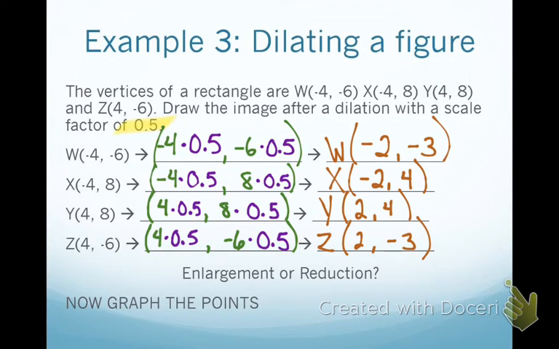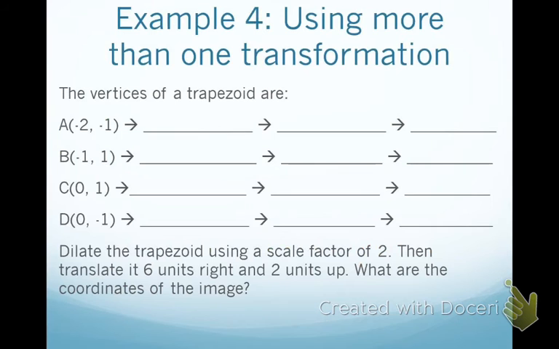Okay, guys, that's like the bulk of what your lesson is about. I want to show you, you have one homework problem like this, number 26. What happens if it's more than one transformation? What happens if I'm dilating and also translating? All right, let's look at the instructions here. It says dilate the trapezoid using a scale factor of 2. Okay, trapezoid is just the type of figure it is. It's not a rectangle. Then translate it 6 units right and 2 units up. Okay, what are the coordinates of the image?